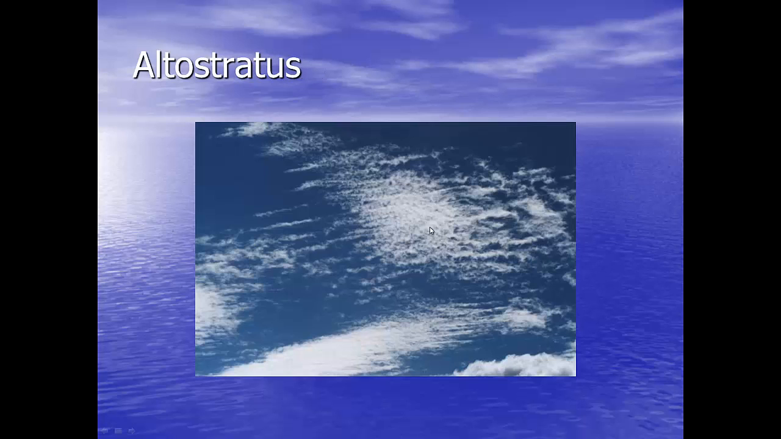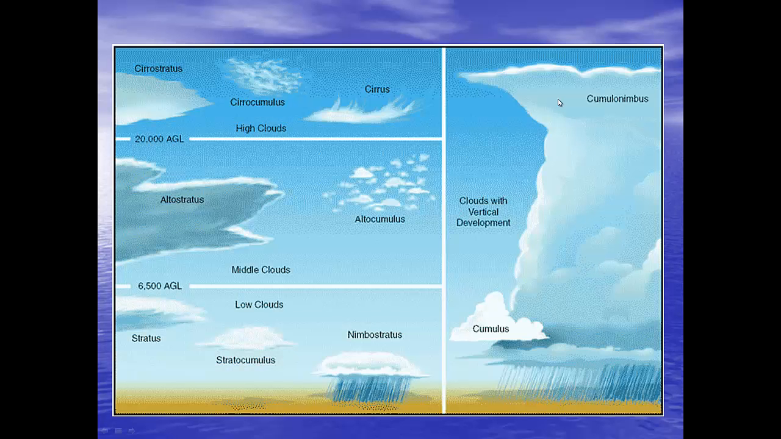Here's an example of altocumulus, higher than a regular cumulus, but still that cumulus shape. And then altostratus, still kind of got that wall, that kind of layer of clouds, but it's up a little bit higher. Here again is another kind of map description showing the different types of clouds and where they're at.